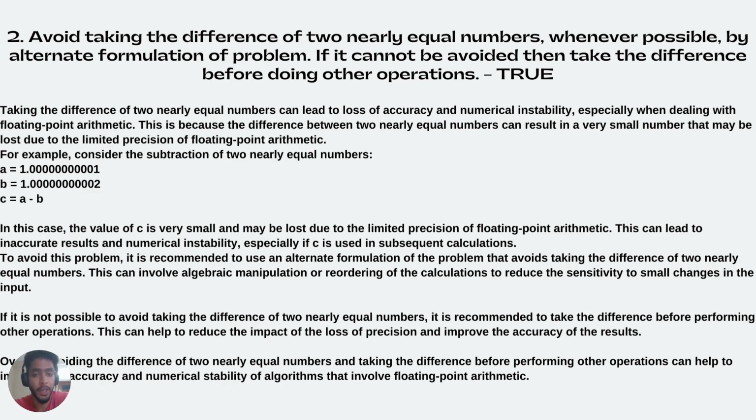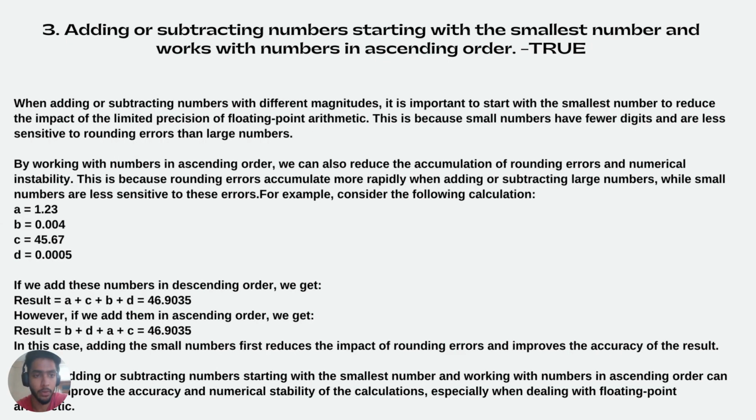So, if we can avoid taking such insignificant differences, then we should go for it, because it can again involve algebraic manipulation or reordering of calculations to reduce sensitivity to small changes in the input. If it is not possible to avoid taking the difference of two nearly equal numbers, it is recommended to take the difference before performing the other calculations. This can help to reduce the impact of the loss of precision and improve the accuracy of the results. Let's move on to the next question.